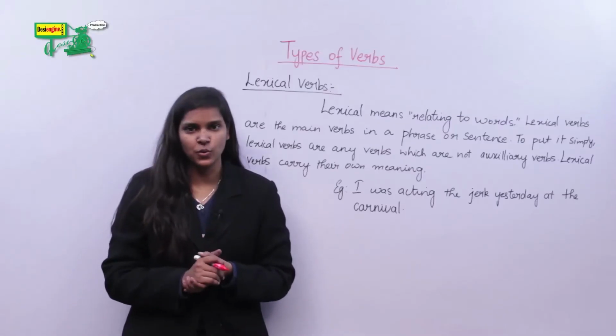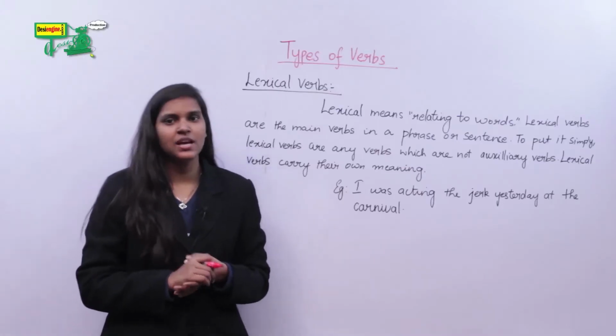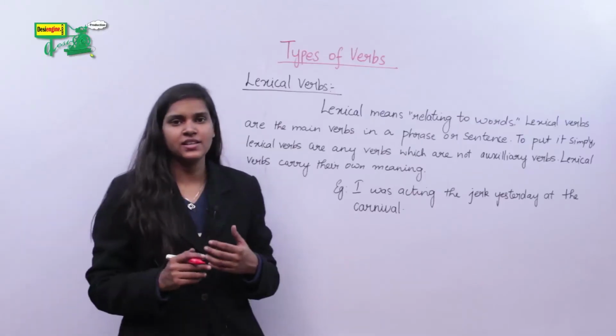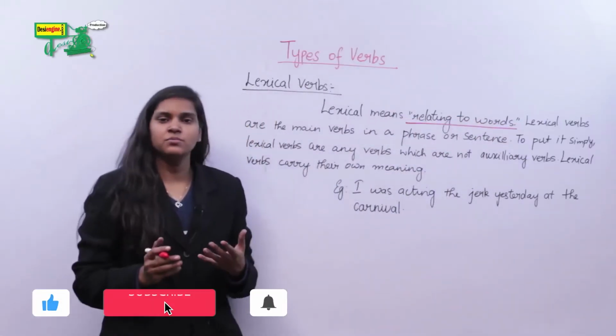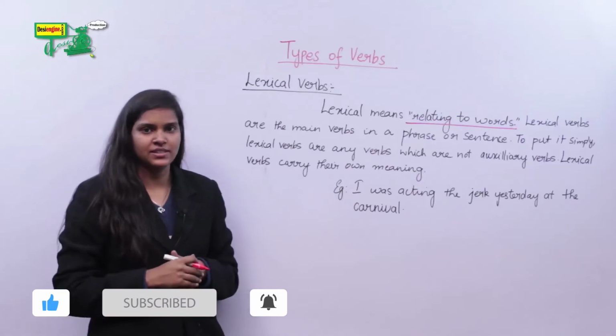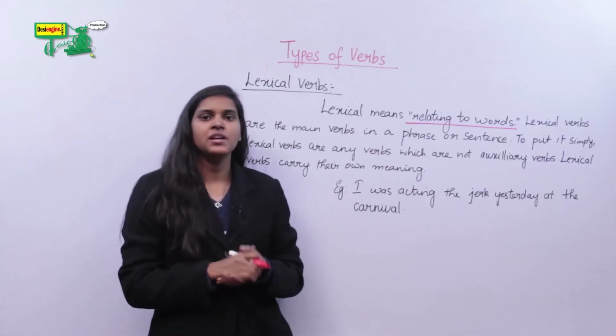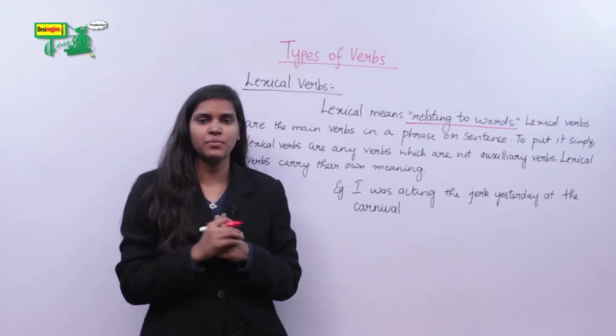Let's do the next kind of verb, that is lexical verbs. Lexical means relating to words. Lexical verbs are the main verbs in a phrase or a sentence. Unlike auxiliary verbs, lexical verbs have their own independent meaning.